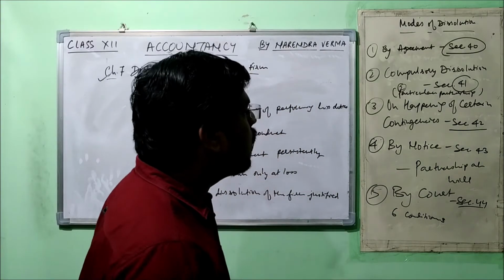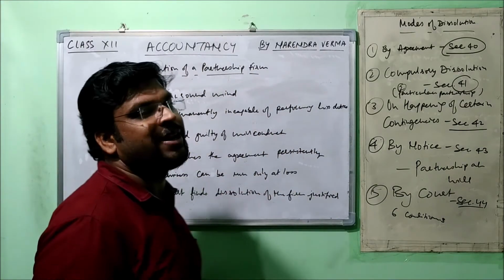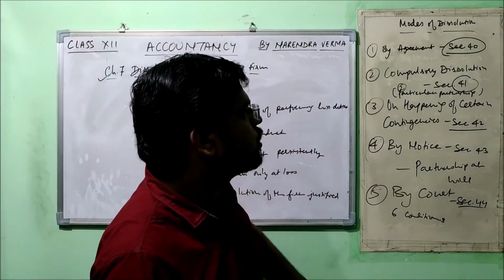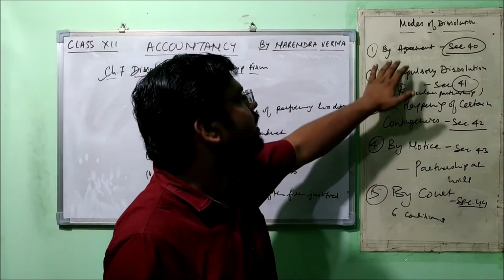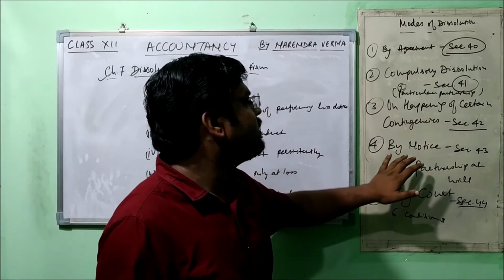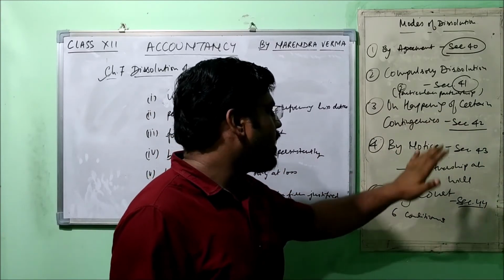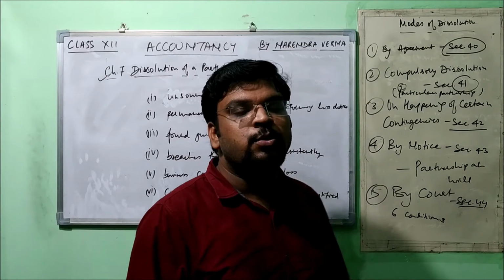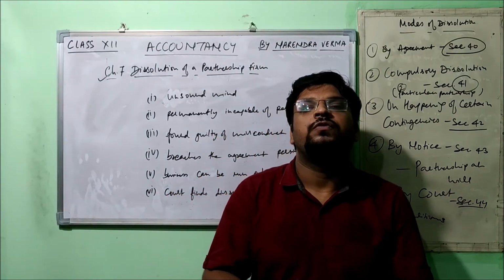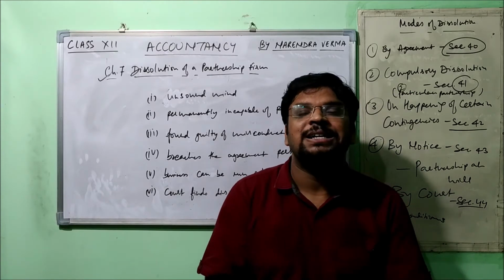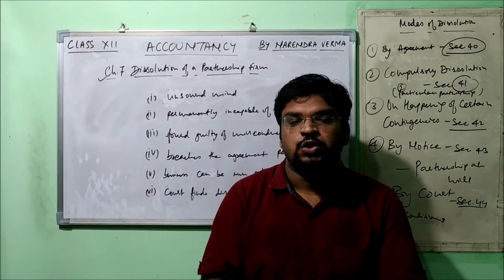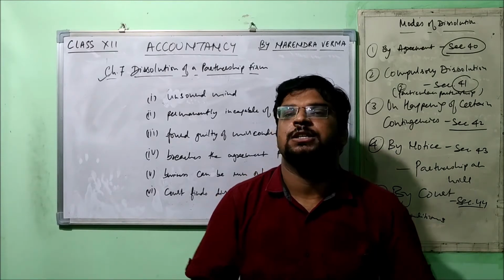Alright friends, so it was all about the modes of dissolution of a partnership firm. So we learnt that there are 5 modes. A firm can be dissolved by agreement or compulsory dissolution or on happening of certain contingency or by notice or by court. Now it's time to learn about the settlement of accounts and payment of firm's debt and private debts. For that, Section 48 and 49 respectively are applicable. So without wasting much time, let's discuss them.